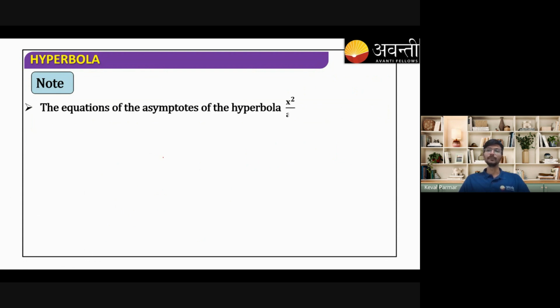So the equations of the asymptotes of the hyperbola, which we just now discussed, are this. How did we get it, guys? You can see the correlation. Instead of x square, just put x; instead of a square, just put a; y square becomes y, and b square becomes b. So if we cross multiply, we'll get the equation of asymptotes.